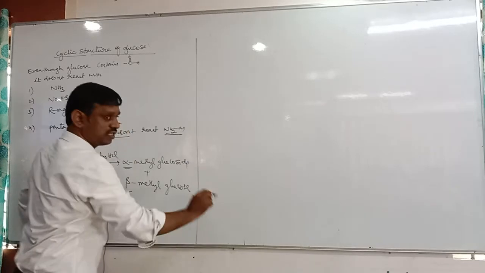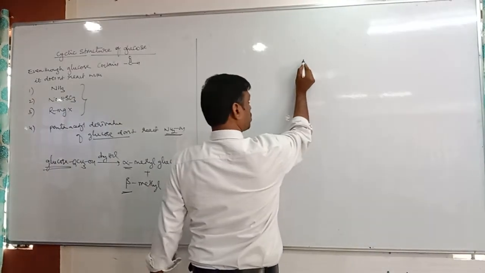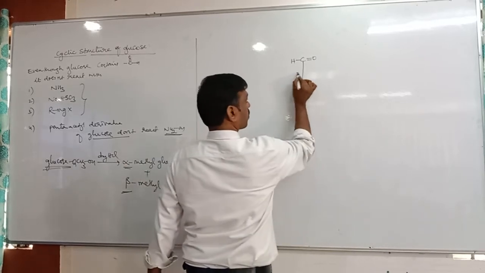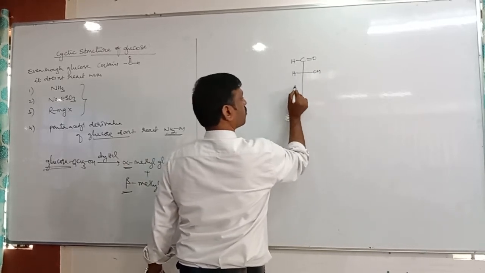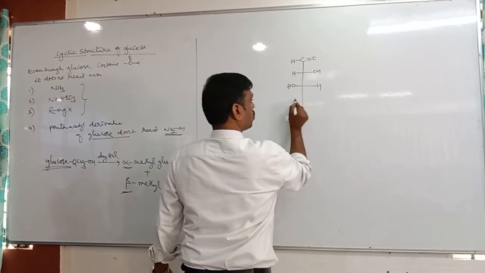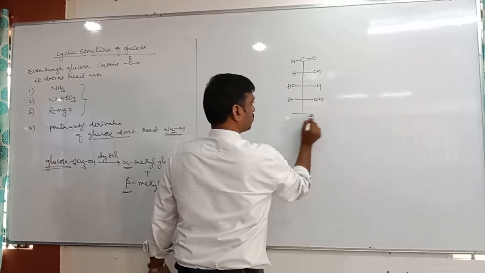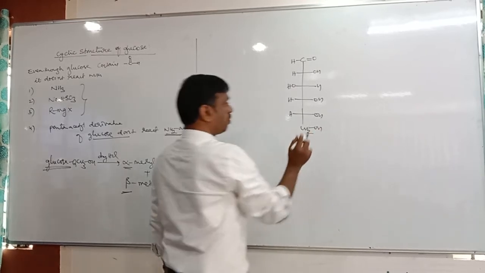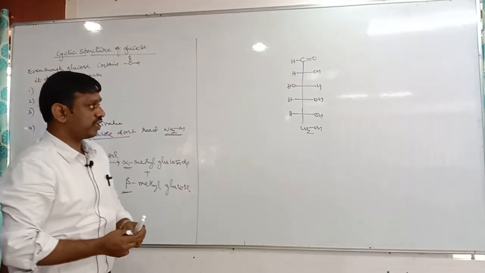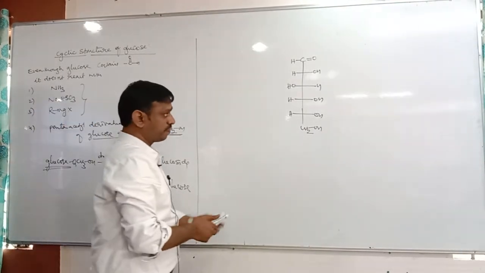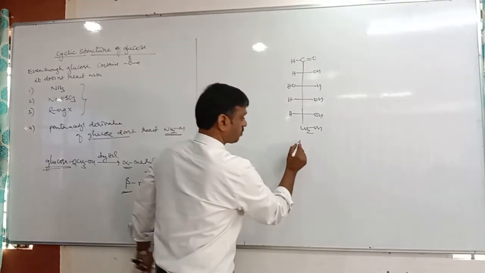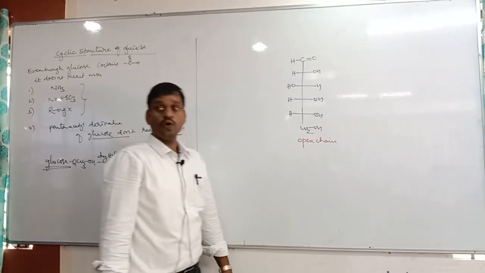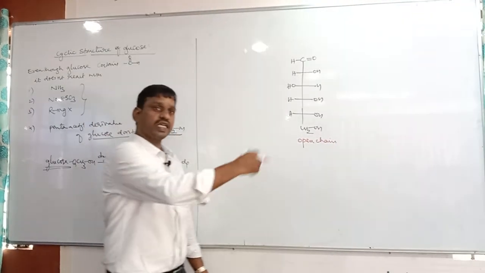Okay, now let's study the cyclic form. Right, to understand the cyclic form, again you should know the open chain structure. In glucose, which carbon's OH is on the left side? Third carbon. Right, only the third carbon OH is on the left side. All the other OH are on the right side. Now this is the open chain. But the open chain structure is not stable. It exists in cyclic form.